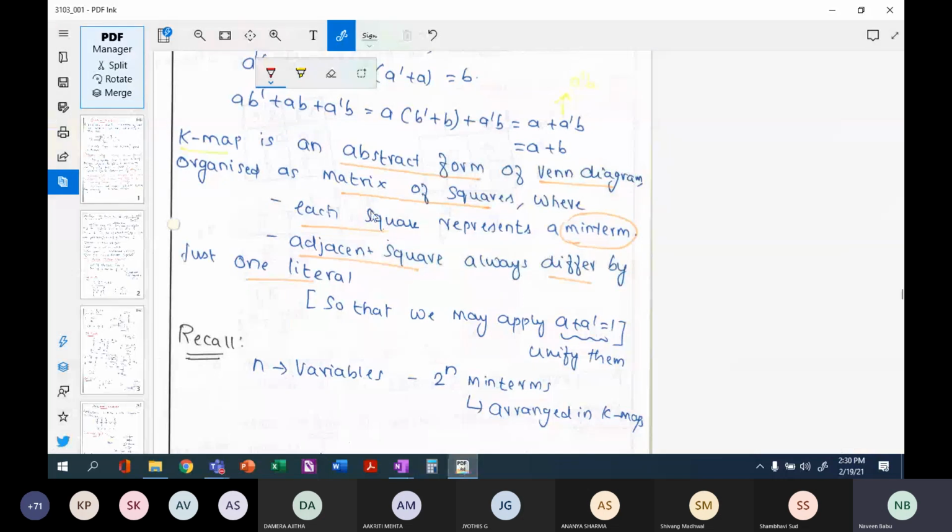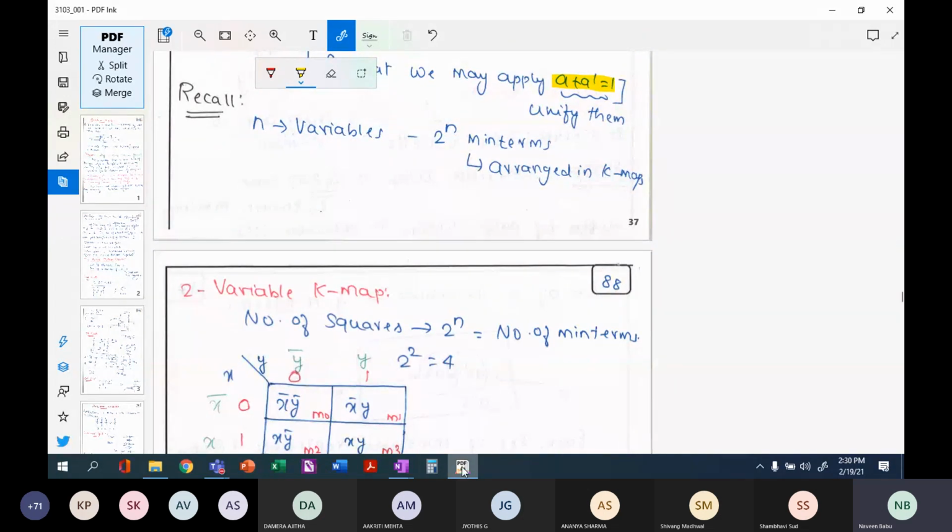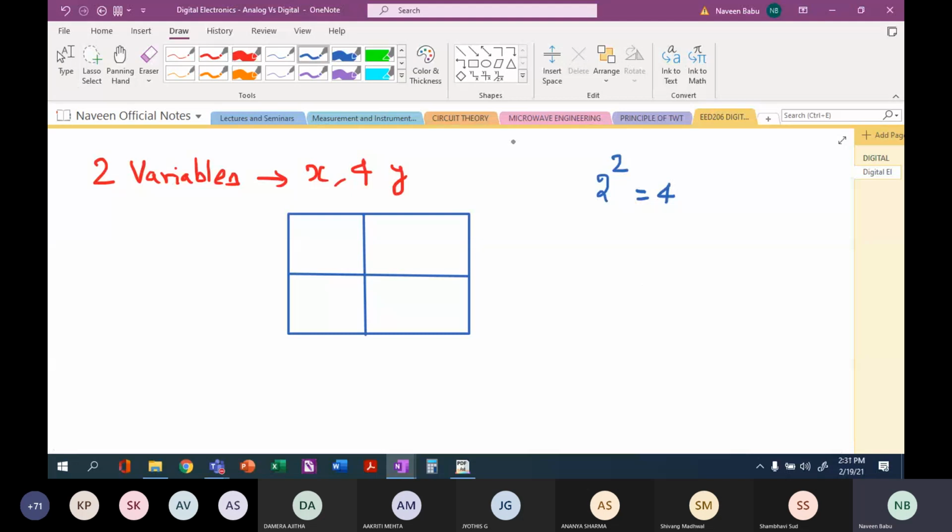So as mentioned here, each square will represent a minterm, and the other rule is each adjacent square will differ by only one literal. Why should we do that? Because we are going to apply this particular rule, A plus A bar will be 1, so that you can simplify. Okay, so again, we are going to do a 2 variable map. As I have already said, 2 variables means the number of input combinations is 2 power 2, which is 4.